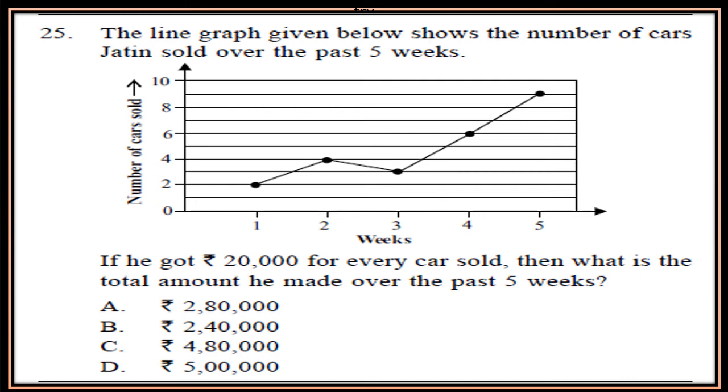If we got rupees 20,000 for every car sold, then what is the total amount he made over the past 5 weeks? So first calculate the amount for the first week. In the first week 2 cars were sold, so the amount will be double of 20,000, that is 40,000. Similarly calculate for all the weeks and then find out the total amount he made over the past 5 weeks.